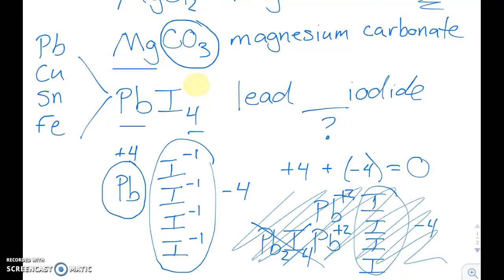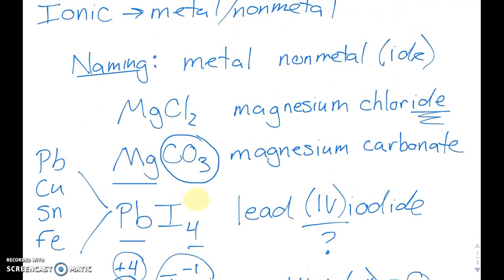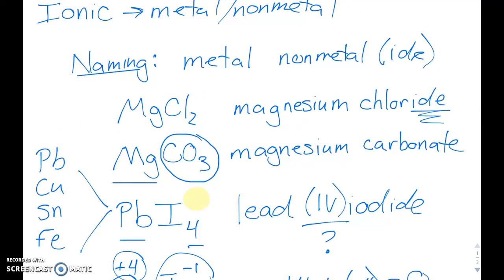The PbI4, we deduced that the charge of that lead was 4, so we would put lead 4 iodide. Okay? These are pretty much the 3 types of examples for, again, we're talking about naming ionic compounds.